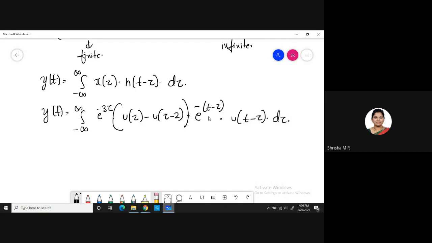So now we'll try to group these two e power terms. Okay. So if you group that, what you get? Y of t will be equal to, try to get that e power minus t outside. So e power minus t into integral minus infinity to infinity e power minus 3 tau into e power plus tau, what you get? E power minus 2 tau, right? Yes or no?